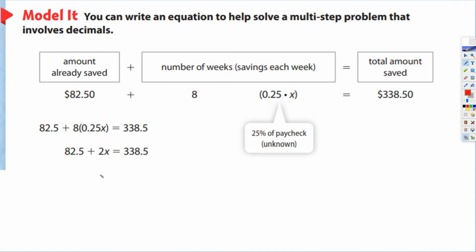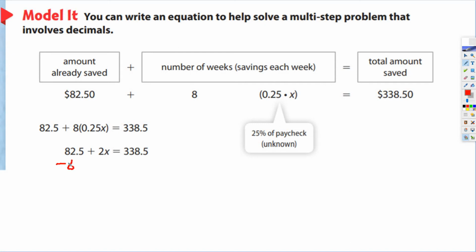So now you need to simplify it. What we did was 8 times 0.25x, and you get 2x. And now you have 82.5 plus 2x equals $338.50. Now you can solve it 2 ways. We can use flowcharts or traditional. Let's do the traditional first.